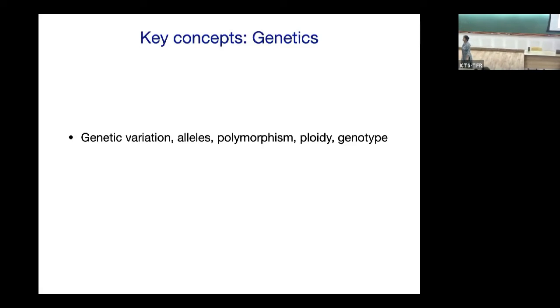Polymorphism is an individual level concept. What's the difference? Genetic variation. Polymorphism is saying in a given population, there are different alleles that are present at the same locus, right? So that would be polymorphism, right? Genetic variation is a catch-all term. Polymorphism is one way you would measure genetic variation, right? But you could also measure genetic variation in other ways.